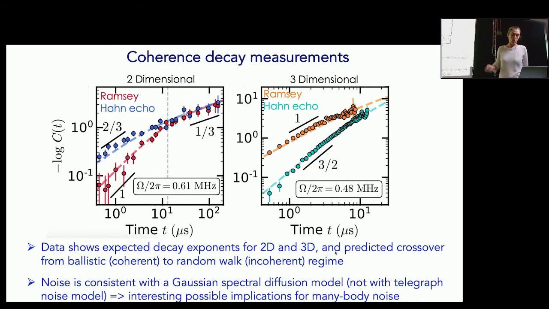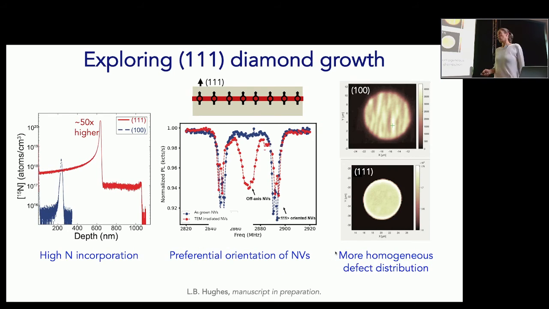In short, we did this with our 2D samples and our 3D samples. The exponents agree with what we expect. We've now started growing on the 1, 1, 1 direction and see that we can get preferentially aligned NV centers, all aligned in one direction, where dipolar interactions should not average to 0. We can get even higher nitrogen density, which is important, right? We want strong dipolar interactions, so we're able to get up to 50 times higher nitrogen incorporation in this direction.